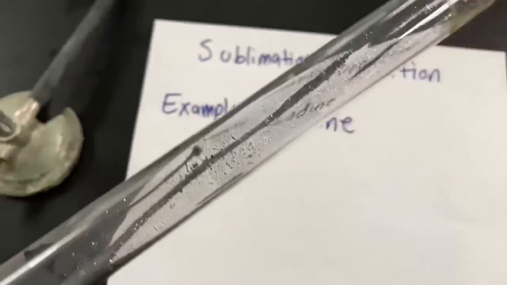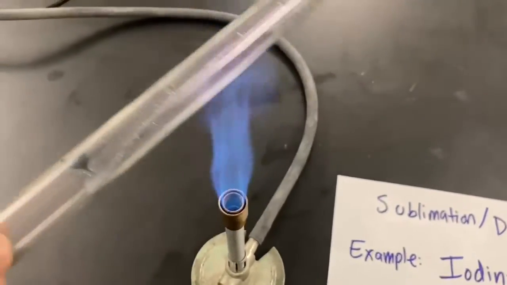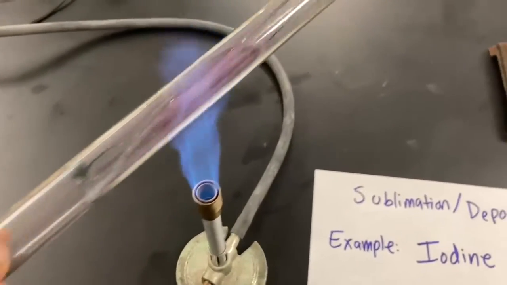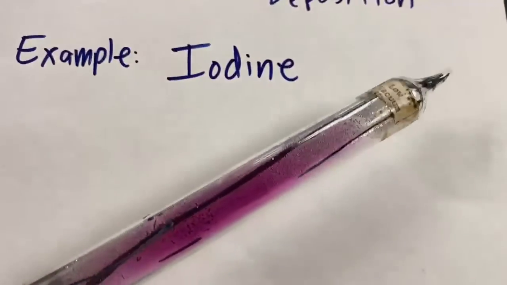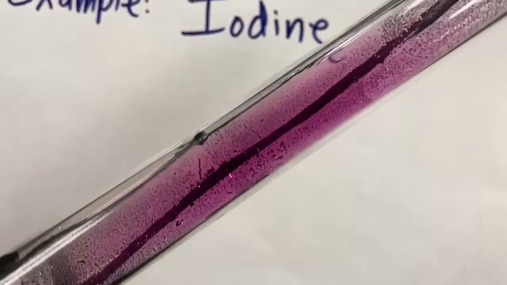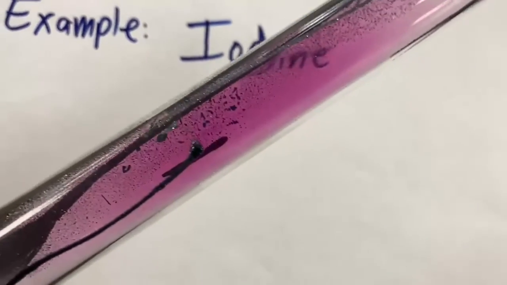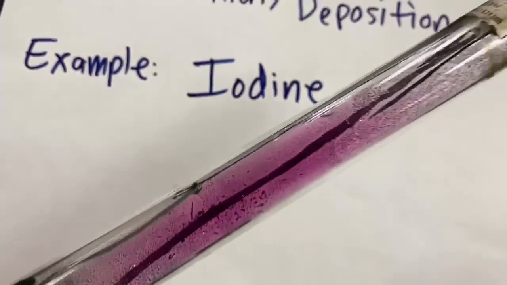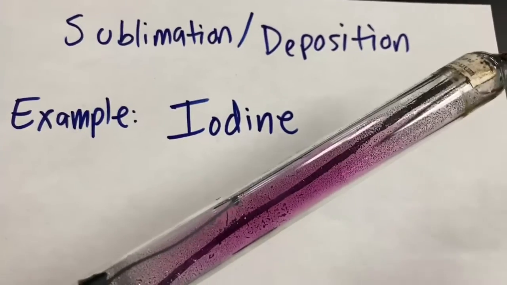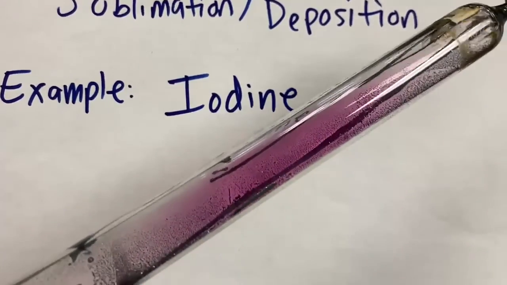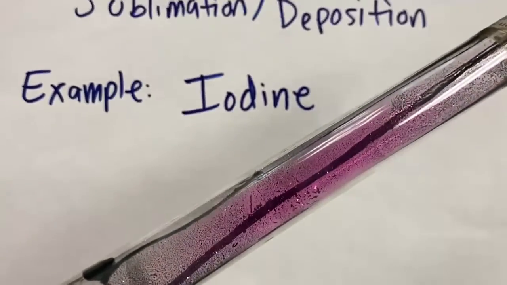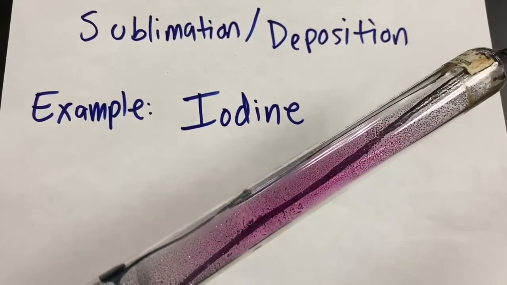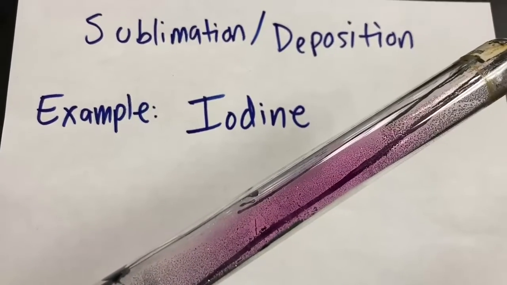So let's see. I'm going to heat it up with the Bunsen burner. Just kind of wave it in and out of this flame. And it doesn't take long for us to see that this really nice purple gas is forming from that solid. Okay, so when it cools down, it's going to deposit or become solid again, as you can see those sparkly bits. Okay, so this is an example of sublimation and deposition, the element iodine.